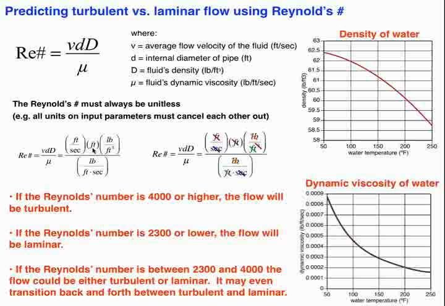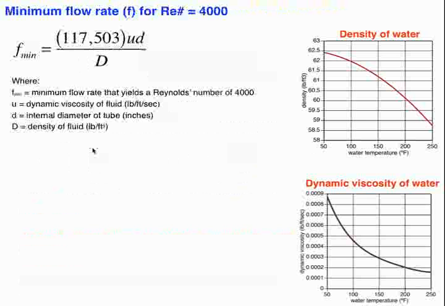Now, I rearranged the formula a little. If you want to know the minimum flow rate for a given tube size and a given fluid that will give you a Reynolds number of 4,000, and remember, this is our minimum criteria for turbulent flow, this formula will do it for you. Okay, we take the viscosity of the fluid here. Again, we just read it off our graph. The internal diameter of the tube and the density of the fluid.